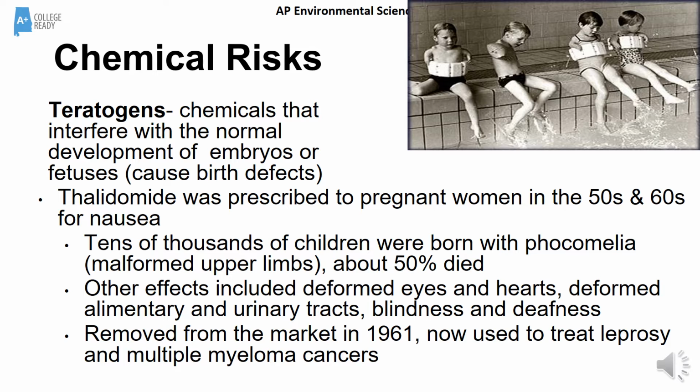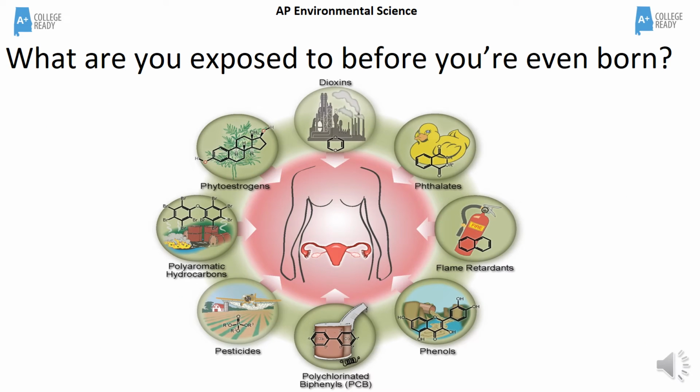Teratogens are chemicals that interfere with the normal development of embryos or fetuses. Thalidomide was prescribed to pregnant women in the 50s and 60s for nausea, and tens of thousands of children were born with phocomelia, which means malformed upper limbs. About half died. Other effects included deformed eyes and hearts, deformed digestive systems and urinary tracts, blindness and deafness. It was removed from the market in 1961 and is now used to treat leprosy and multiple myeloma cancers. Excessive alcohol consumption during pregnancy reduces fetal growth and damages the brain and can lead to fetal alcohol syndrome.